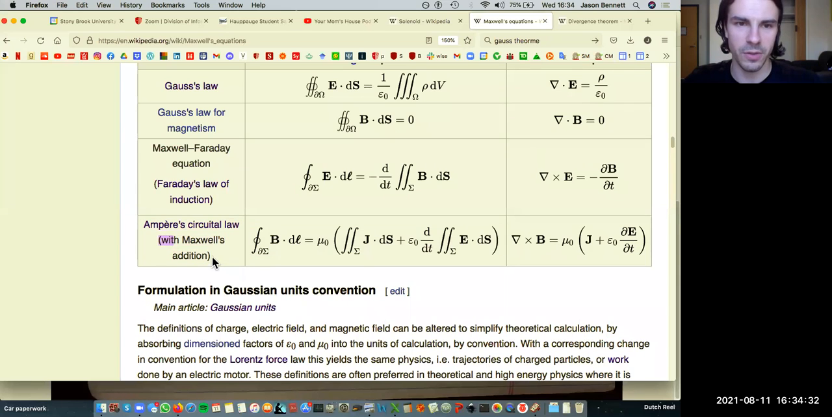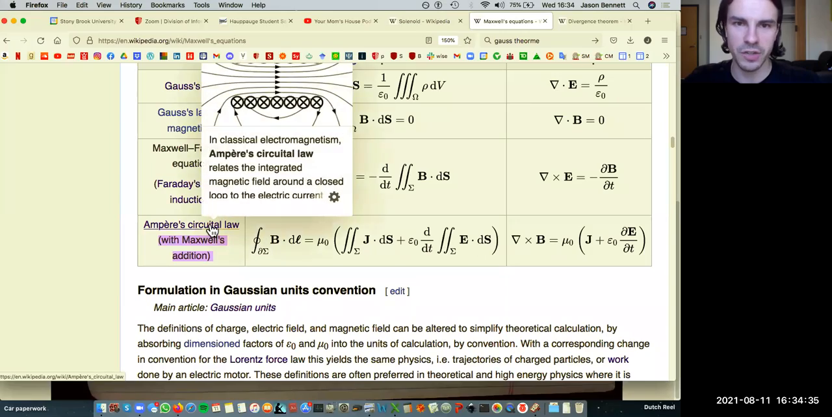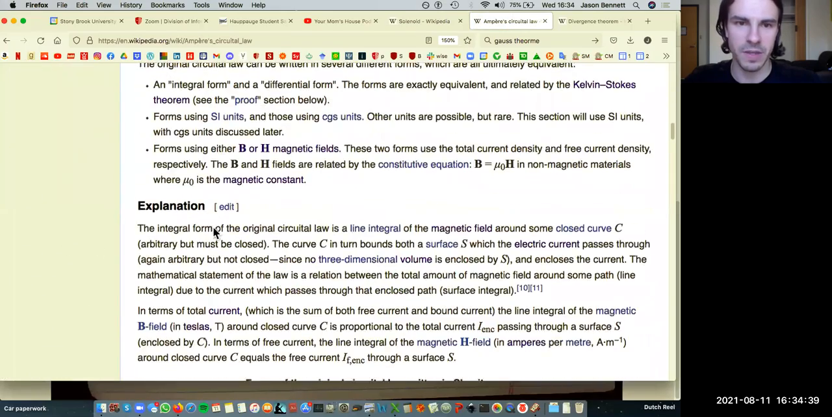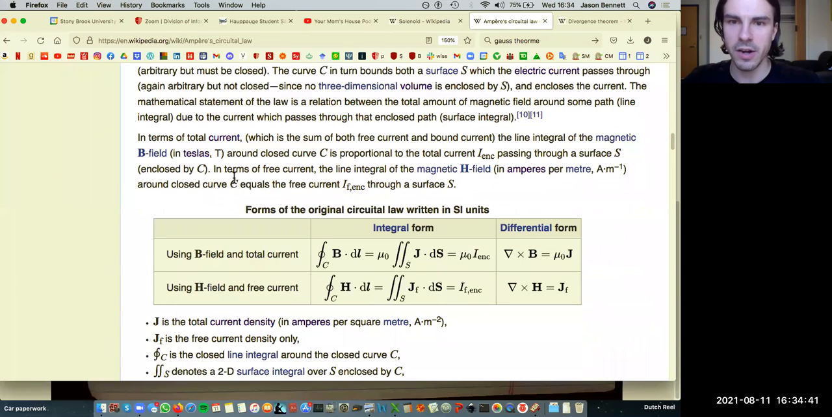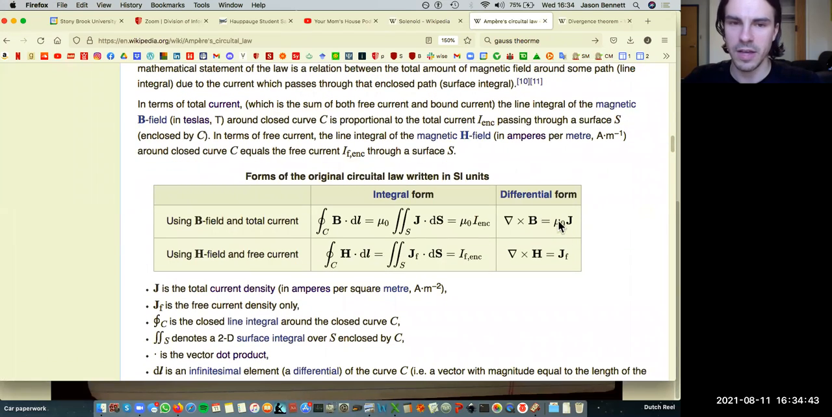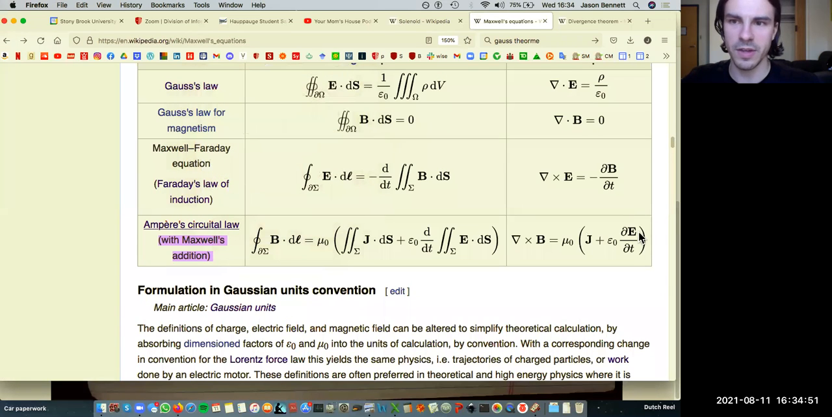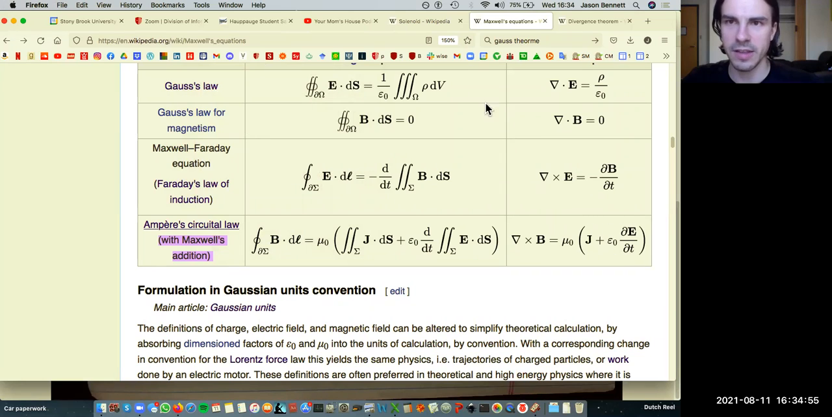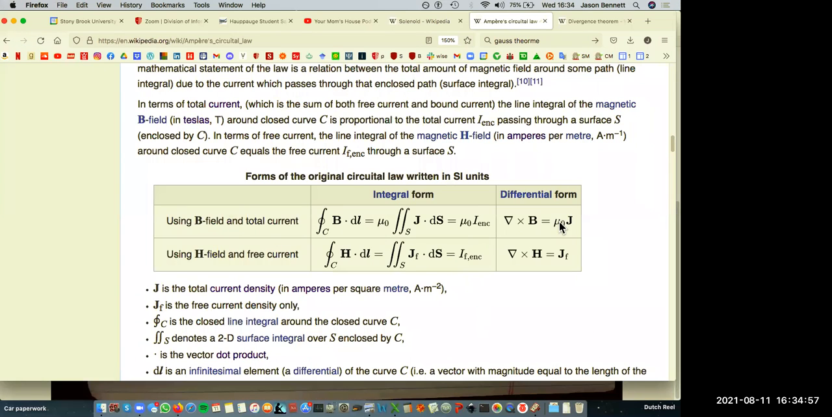You see right here, it's called Maxwell's addition. If I just do the basic one, because that was something that was added much later. So here it is. This is the one that was around from like the 1800s. But then in the late 1800s, Maxwell saw that these four equations weren't exactly consistent with each other unless you added that. But that's not really necessary for this problem or this discussion.